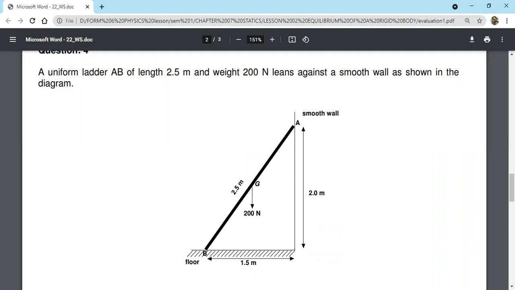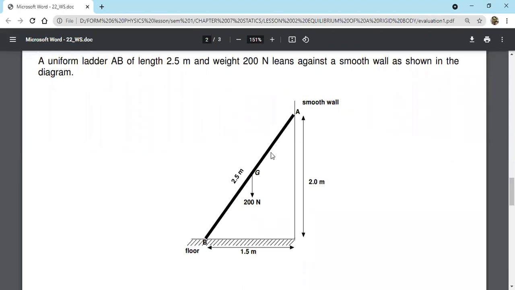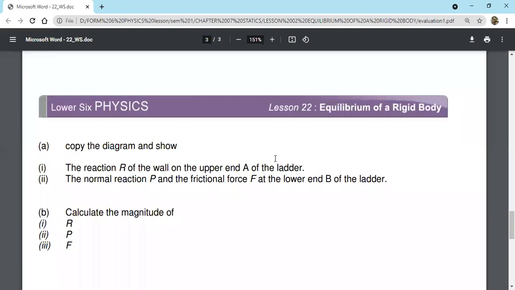Okay, ladies and gentlemen, a uniform ladder AB of length 2.5 meter and weight of 200 Newton leans against a smooth wall as shown in the diagram. So what is the question? Copy the diagram and show what the reactions are of the wall on the upper end A of the ladder, and the normal reaction P and the frictional force F at the lower end B of the ladder.